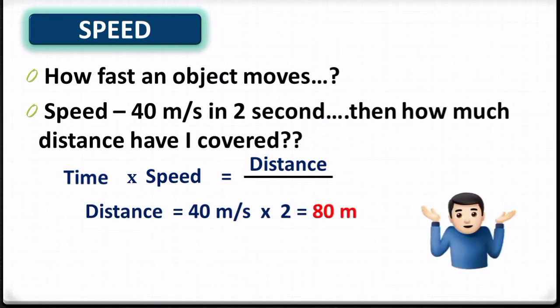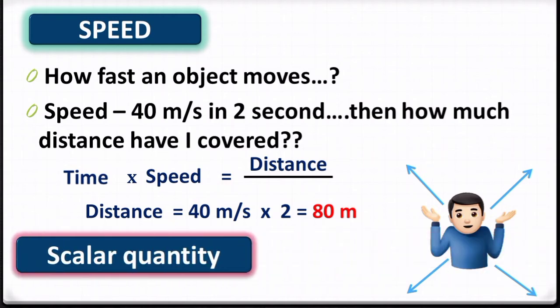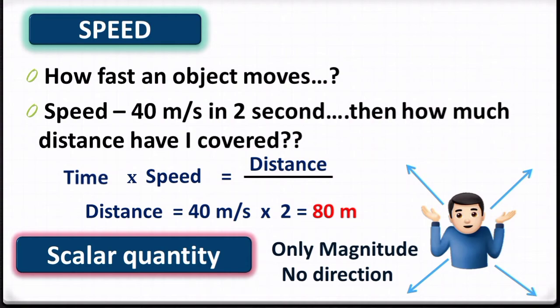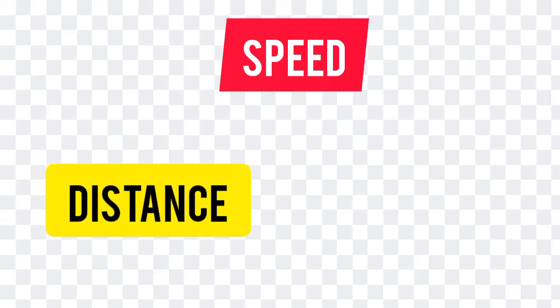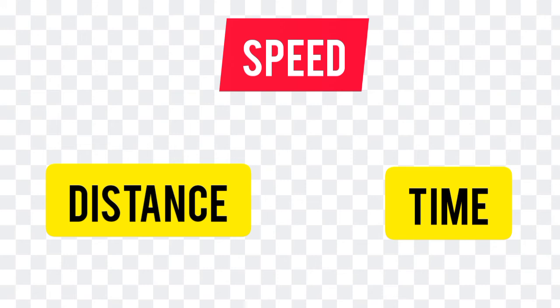But this does not give me the indication of in which direction I had covered that 80 meters. That's why speed is a scalar quantity. It has only magnitude or value, but it does not specify the direction of the object. So, in order to know the speed of an object, we should know the distance covered by the object and the time taken to cover that distance.